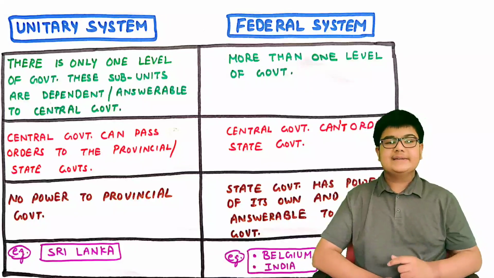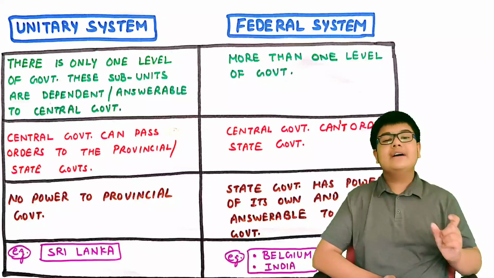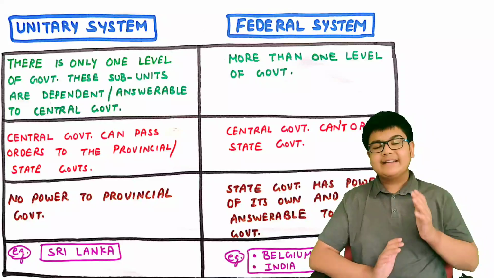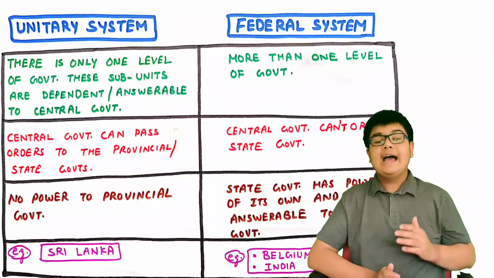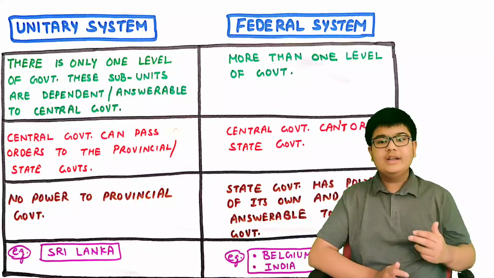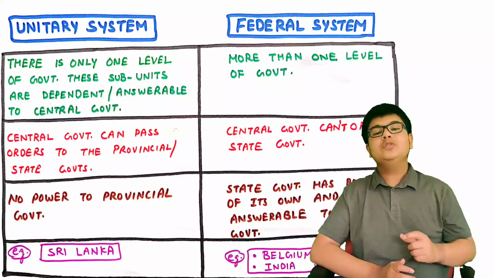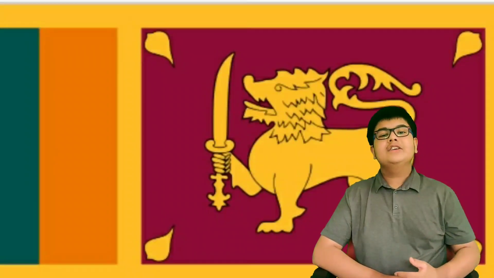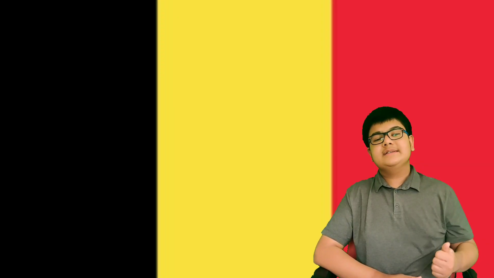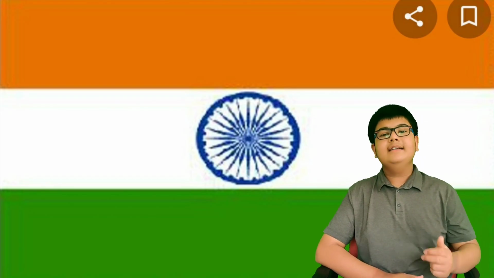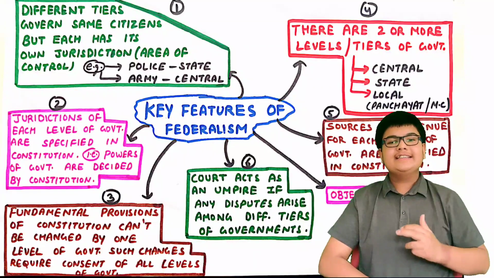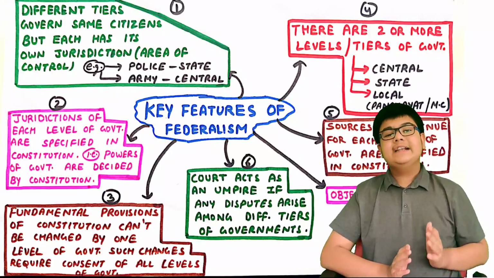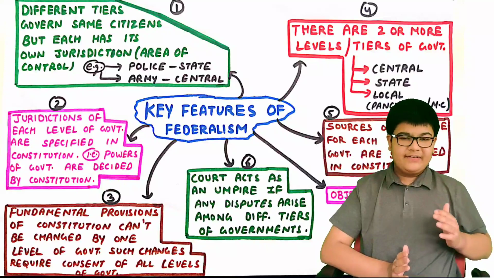In a unitary system, the state governments or the provincial governments have no power. But in a federal system, the state governments have a power of their own and are not answerable to the central government. Examples of unitary system are Sri Lanka, and of federal system are Belgium and India. So now let us see the key features of federalism. How will we decide whether a country is federal or not?